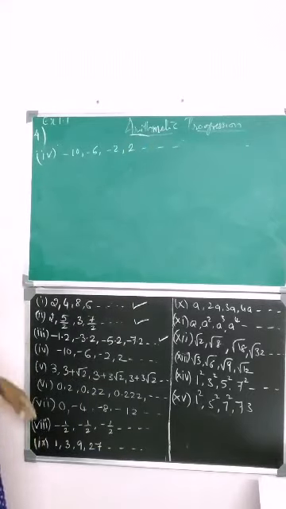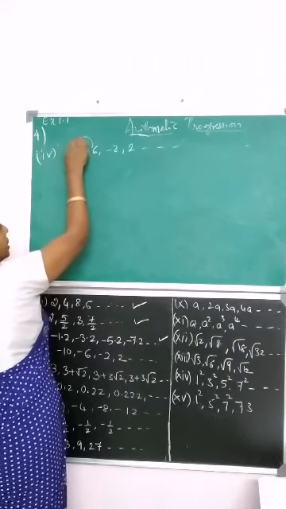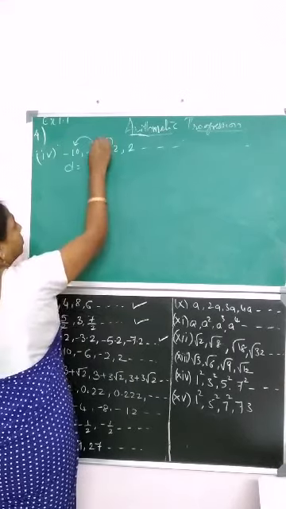Okay, this is plus 2. Now, in this, once again we have to find out the difference. So, second term minus first term, third term minus second term.